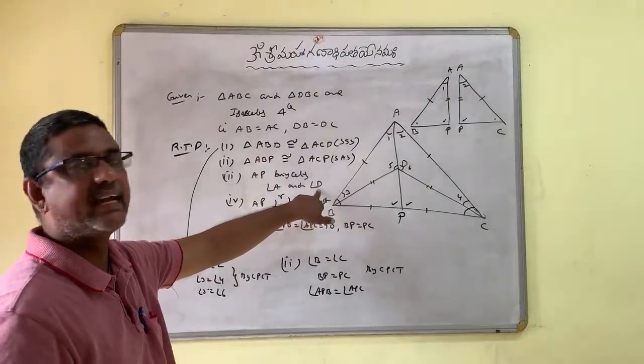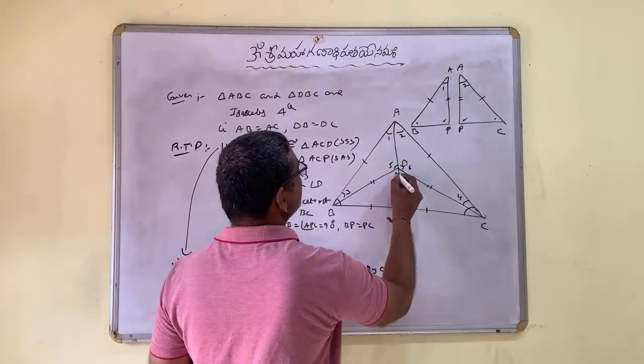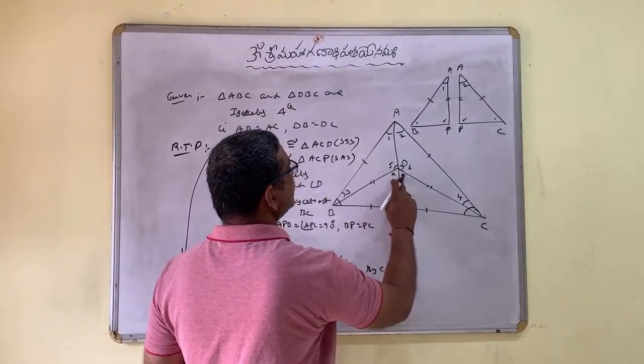Now second one. AP bisects angle D. See, angle D means this one. We need to prove these two are equal.